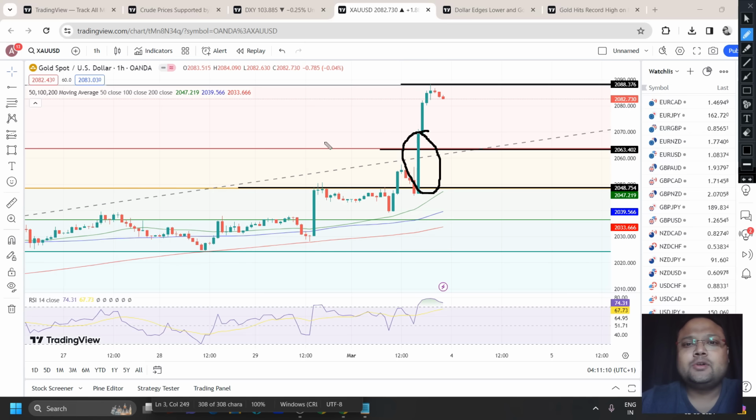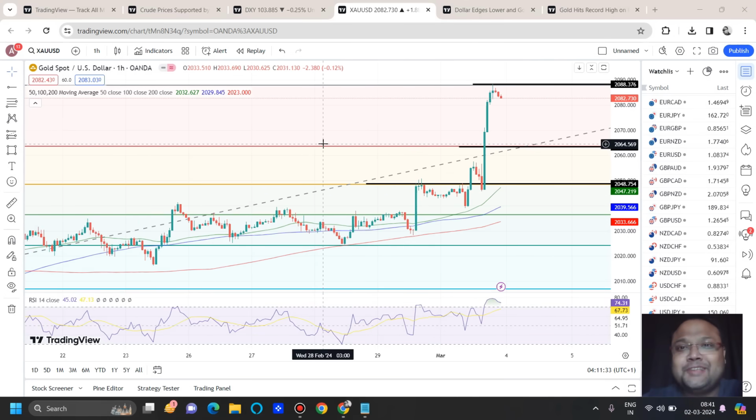And yesterday also we got the proof that following the trend of the market, or following the fundamentals or direction, is much more important than the technicals that we follow. Yesterday, gold made a high of 2087, 2088 and ultimately closed at 2082. And this is the current market condition.